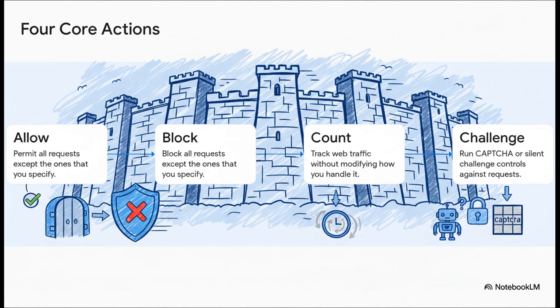So how does it actually work? Well, it all boils down to these four simple but super powerful actions. You can run it in a default allow mode, where you only block the bad stuff you know about. Or if you have a really sensitive app, you can flip it and block everything by default, only allowing very specific trusted requests. Now, count mode, that's brilliant for testing out new rules without accidentally breaking your app, and challenge is your go-to weapon against all that annoying bot traffic.